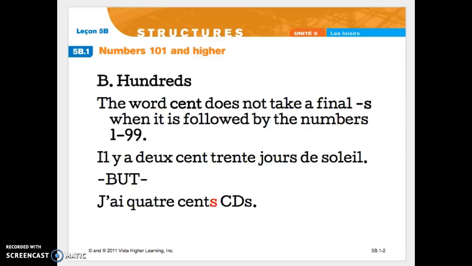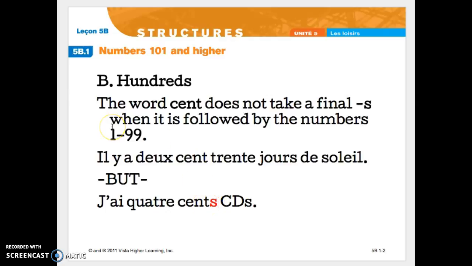For hundreds, the basic word is cent. If it's an even hundred, you add an S. The second sample down here at the bottom is "I have 400 CDs." Because it's an even hundred, your cent does have the S.